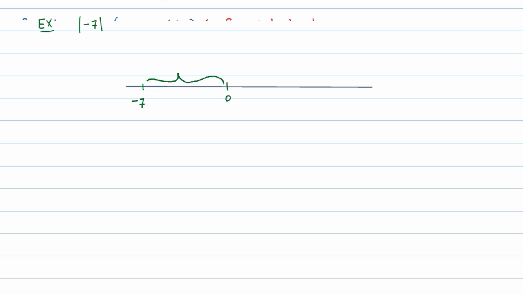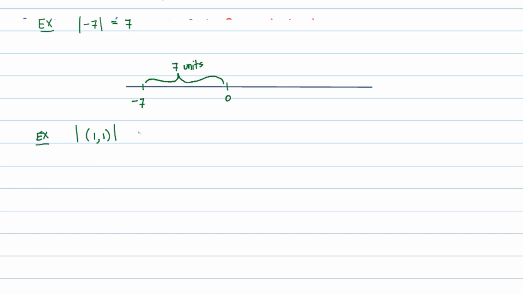And whenever you're talking distances, distances are always positive. So this is 7 units away from 0. So therefore, the absolute value of -7 is 7. It's because it's 7 units from 0.